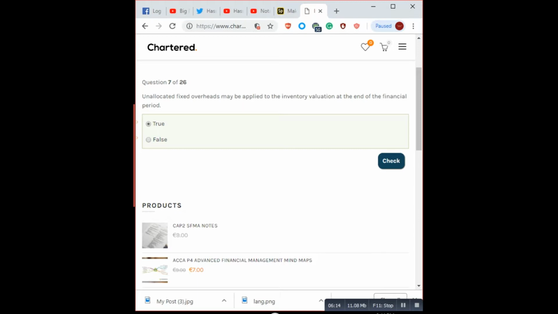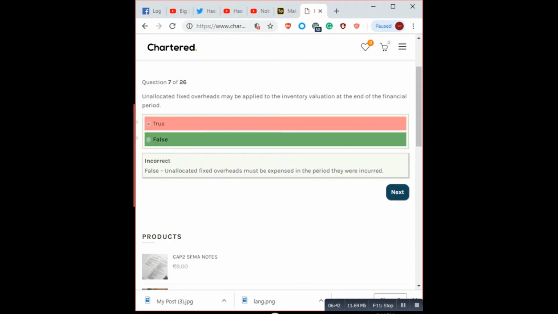Unallocated fixed overheads may be applied to the inventory valuation at the end of the financial period. Is this true? False. Unallocated fixed overhead must be expensed. You can check as I'm doing right now.